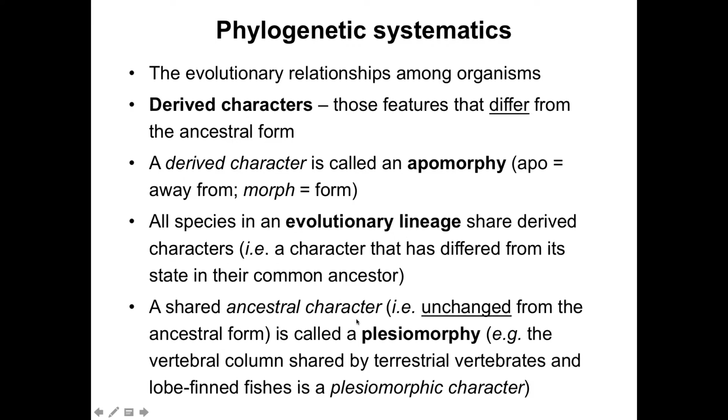A shared ancestral character, that is, a character that is unchanged from the ancestral form, is called a plesiomorphy, as opposed to an apomorphy. So a plesiomorphy is a shared ancestral character which is unchanged from the ancestral form. Okay. An example of that is the vertebral column shared by all terrestrial vertebrates and lobe-finned fishes. This is a plesiomorphic character because these different groups all share it. It's this shared ancestral character.